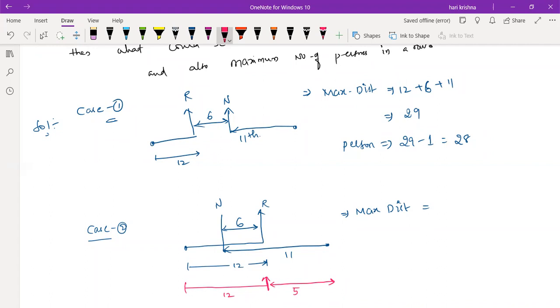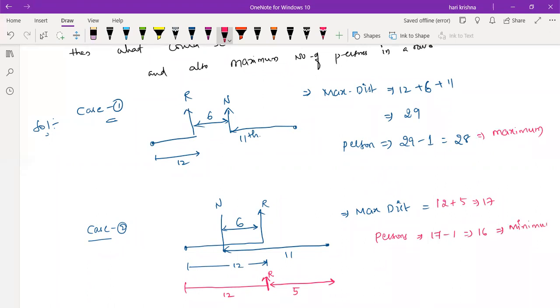Understand this one? Yes. Up to Rohan, the right side distance is 5. Left side distance is 12. Is it clear? Yes. So total distance will be 12 plus 5, that is 17. But if you want persons now, 17 minus 1, 16. So how many maximum people can be there in the row in this problem? 16. Maximum in case 1 is 28, but in case 2 we got 16.